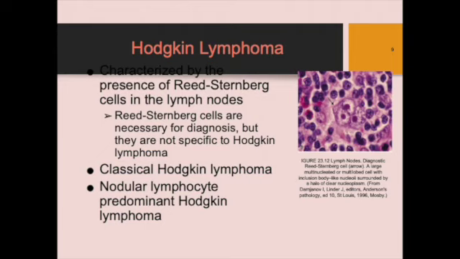Now, classic Hodgkin's lymphoma is subclassified into 4 different types. We have the nodular sclerosis Hodgkin's lymphoma, lymphocyte-rich classical Hodgkin's lymphoma, there's the mixed cellularity Hodgkin's lymphoma, and last, there's the lymphocyte depletion Hodgkin lymphoma. And these are all based on the structure of the Reed-Sternberg cell itself and the characteristic of the inflammatory cells that infiltrate the tumor.